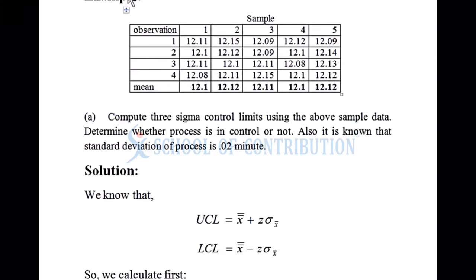Our standard deviation of the process, that means the value of sigma, is this. So the standard deviation of the process is 0.02 minutes, and we are given that the sample size is 4 because we have 4 observations in a sample.